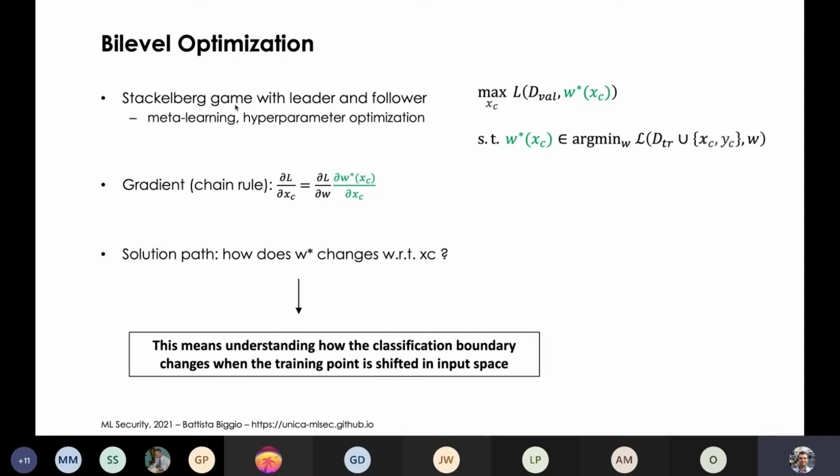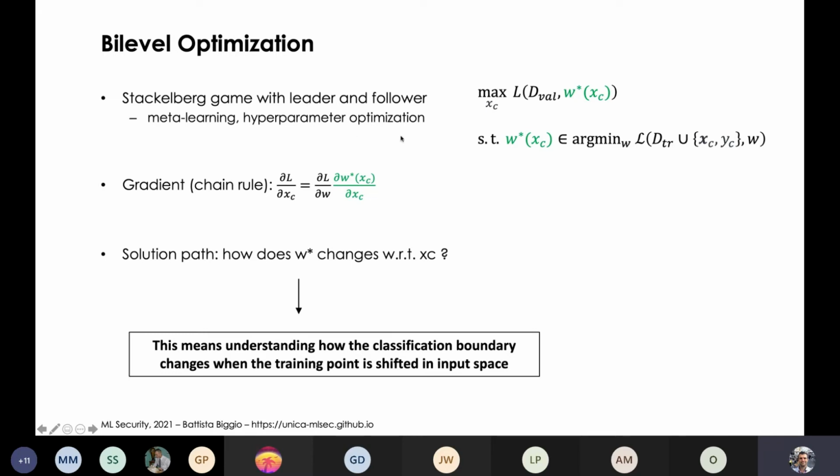So this is the formulation that you have from game theory, but it's the same problem you have if you deal with meta learning or hyperparameter optimization. I'm not going to delve deeper into this. I'll just leave the keywords there in case you want to know more. Meta learning is basically adapting one classifier to work well on different tasks. It's a sort of transfer learning in a sense. So you look for representations that work well on different tasks.